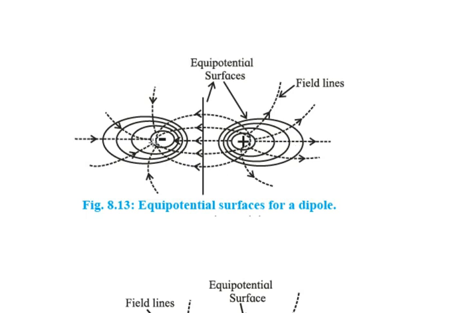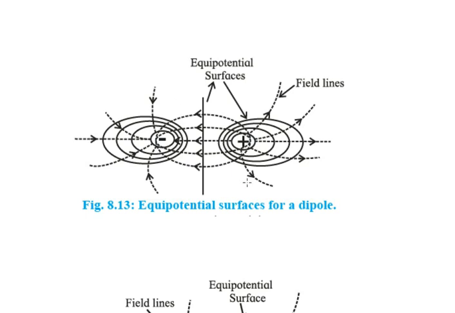So these are the lines of force. They start from the positive charge and end at the negative charge, approaching towards the negative charge. As we go away, the field becomes weaker, and the lines of force do not meet one another.